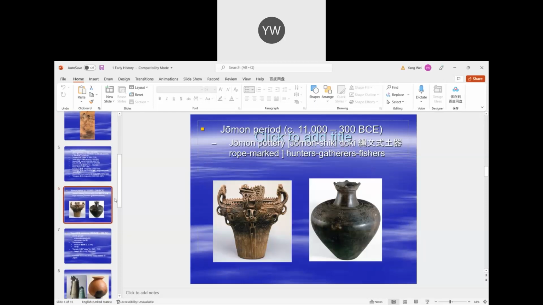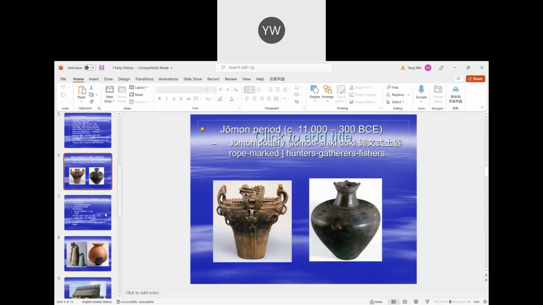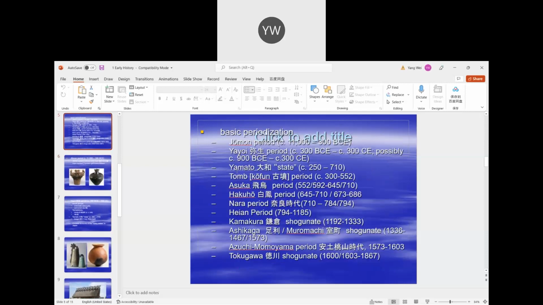Okay, so that's the Jomon people, hunter gatherers, and then around 300 BCE to 300 CE, CE means after Jesus Christ, we see a new wave of immigrants from the continent. They brought over a different culture, and this new wave of immigrants were farmers. They clearly knew how to farm. So farming, agriculture, made it possible for civilization to develop at a much more rapid speed.